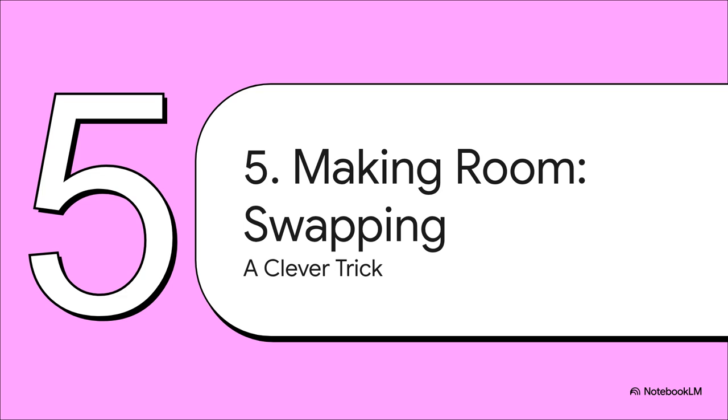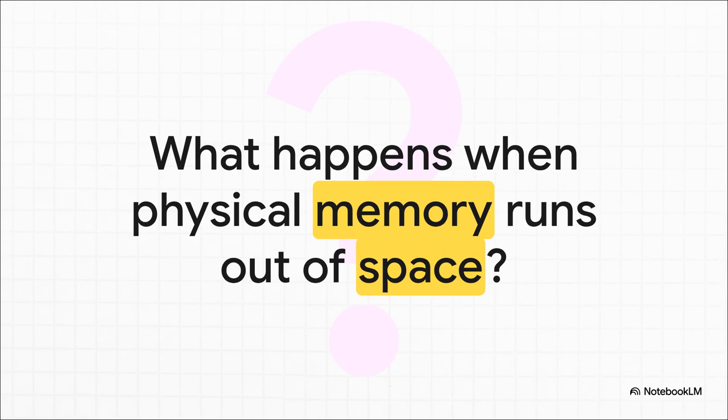Now, this whole system is amazing, but it still depends on having enough physical memory to go around. So what happens when we just run out? Well, the OS has one more clever trick up its sleeve. So picture this. You've loaded up a ton of applications, your RAM is totally full, but you want to launch one more program. The system doesn't just crash. Instead, it turns to a technique called swapping.